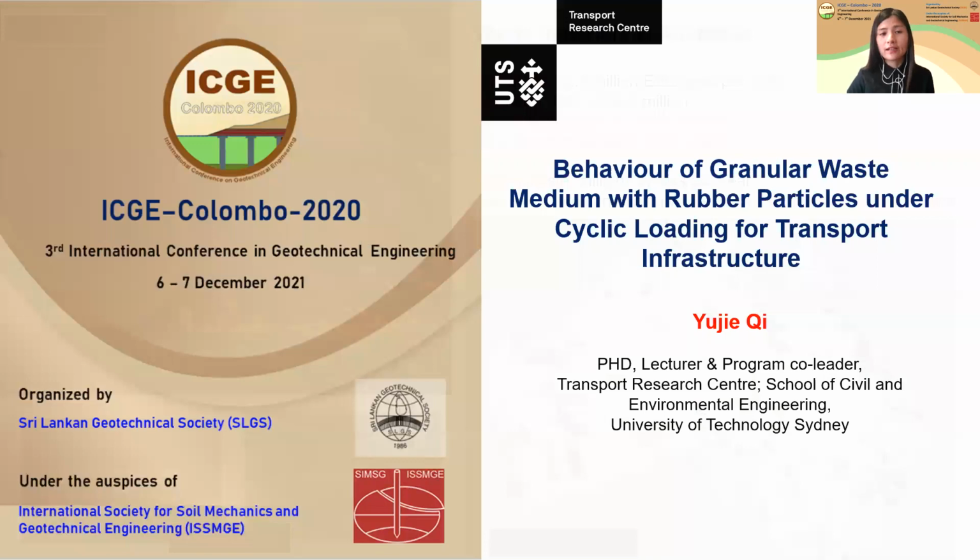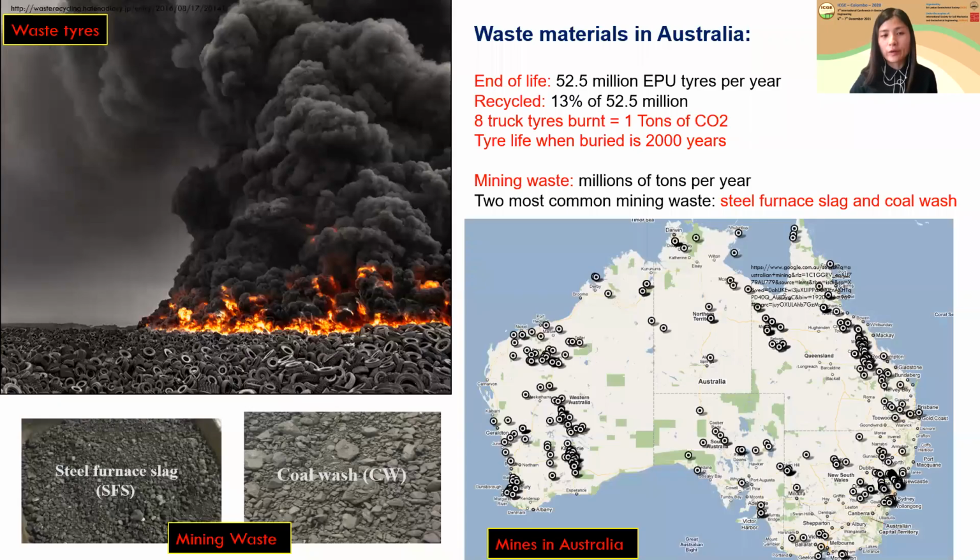To start with, I'd like to share with you some environmental issues of Australia. The first thing is about waste tyres. Every year, over 50 million waste tyres are generated in Australia, but the recycling rate is only 13%. So the leftover waste tyres are just piling up like mountains, occupying a large amount of land, and if they catch fire, they can burn for months, which causes severe air pollution.